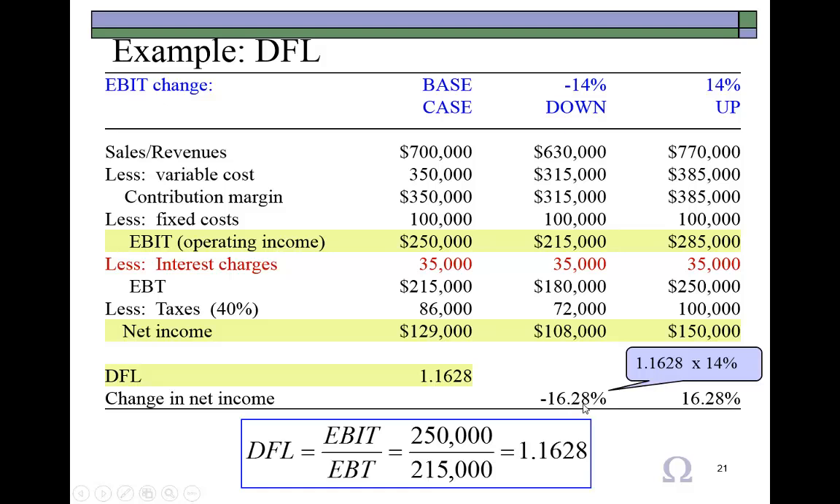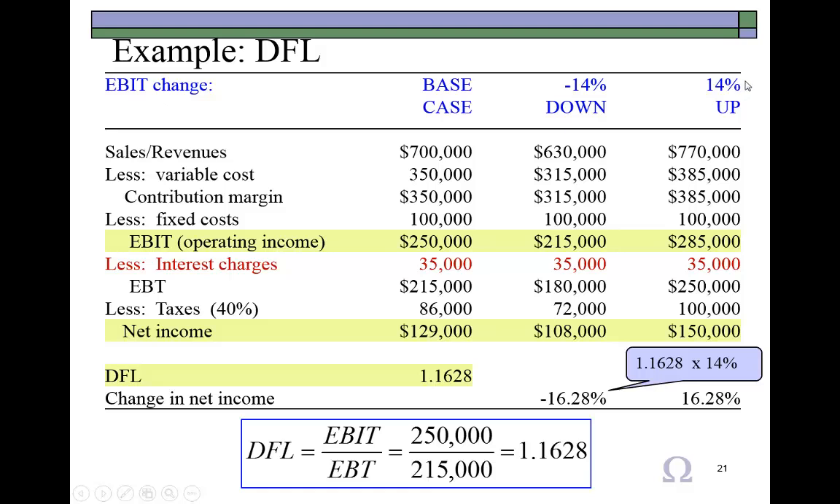And you're going to say, well, how did you figure that out? And I'll say, well, it's the degree of financial leverage multiplied by the percentage change in EBIT. And of course, you can verify that by continuing the calculations right here, and you'll come up with a net income of 108,000, and you can see for yourself that the change from 129,000 to 108,000 is indeed a 16.28% decline. It works the other way around though if EBIT were to go up.